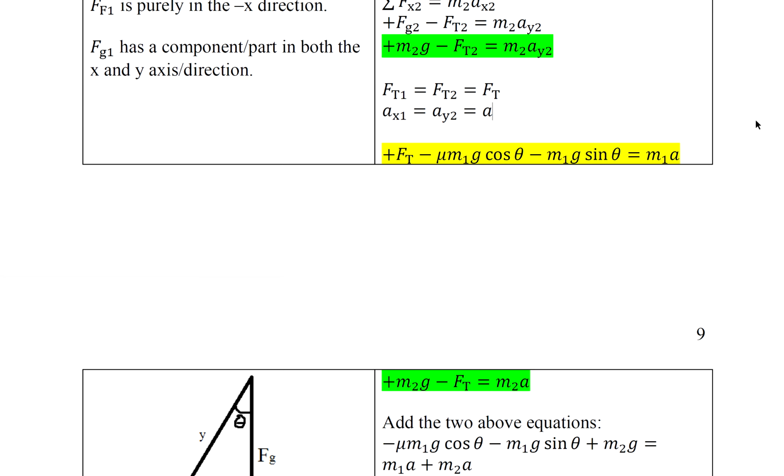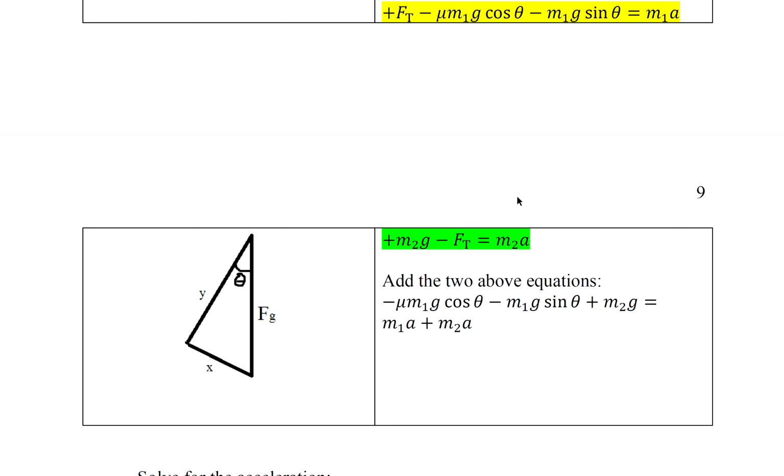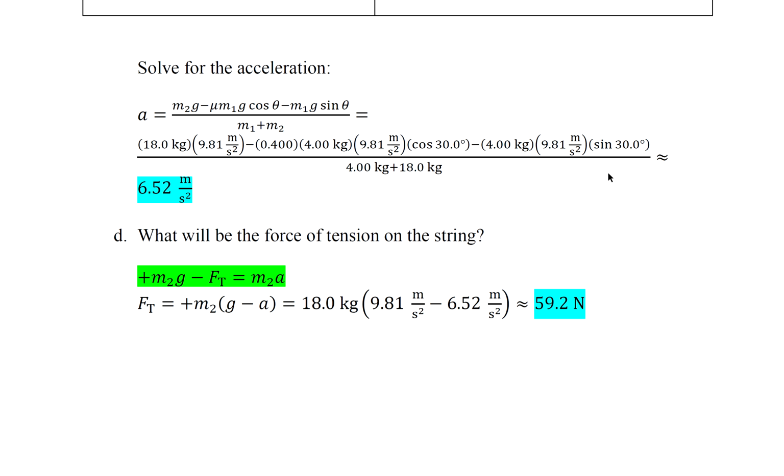So we have the yellow equation and the green equation. Let's add them both up. We get this. Let's solve for a. Acceleration, we get 6.52 meters per second squared. What would be the force of tension on the string? Substitute this acceleration into the green equation, and we could solve for force tension.